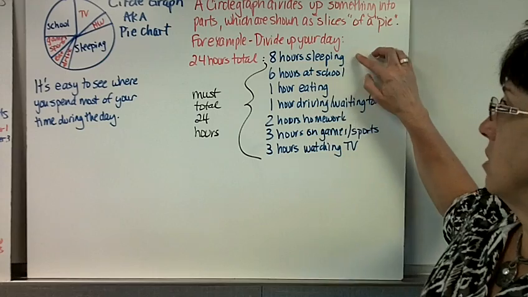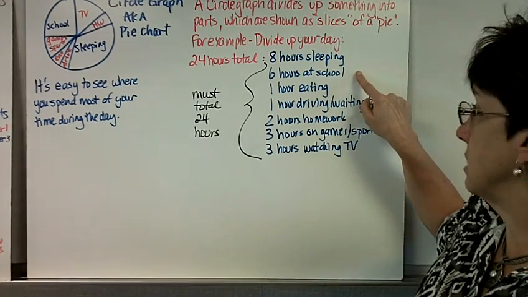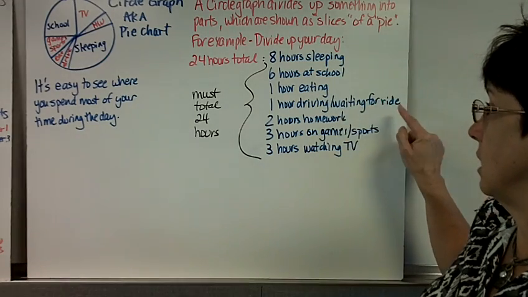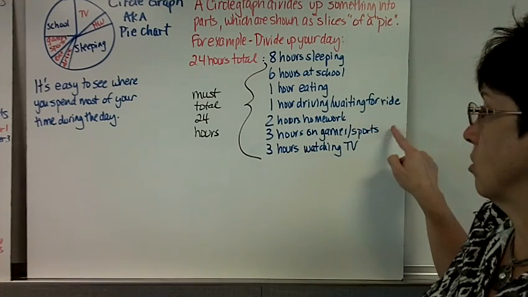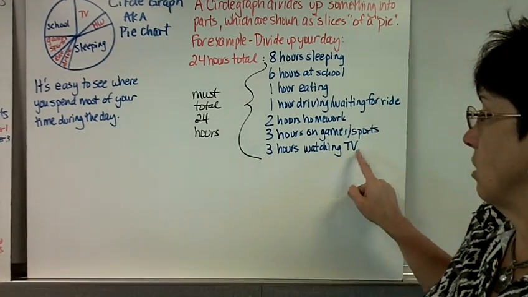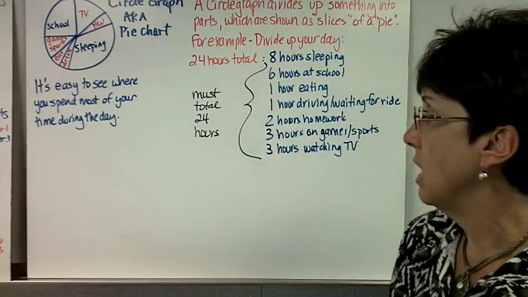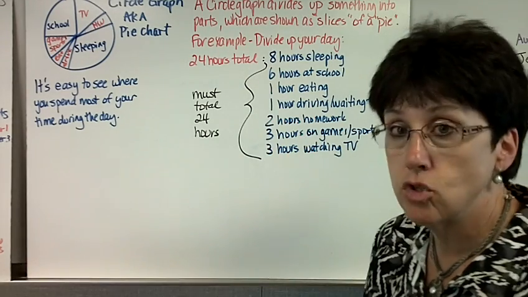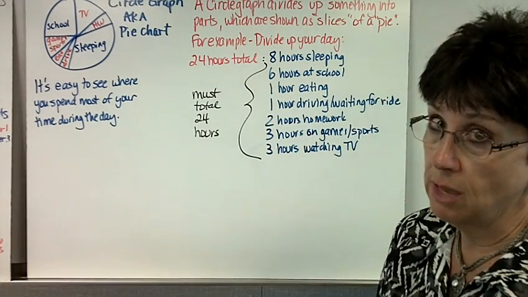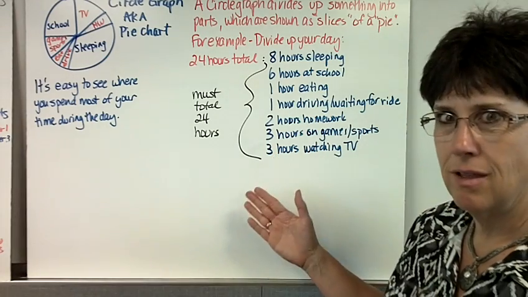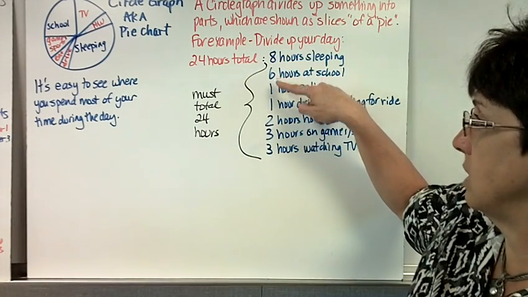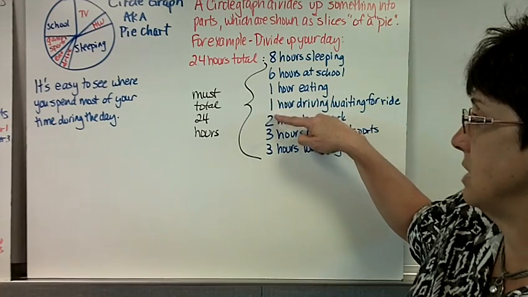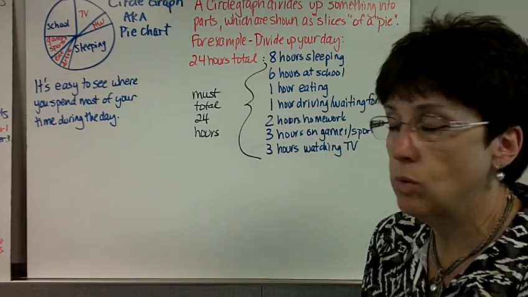So you tell me you spend 8 hours sleeping, 6 hours at school, 1 hour eating, 1 hour driving or waiting for a ride, 2 hours on homework, 3 hours on games or sports, and 3 hours watching TV. These numbers must total 24 hours because you don't have more than that or less than that. So 8 plus 6 is 14, 15, 16, 17, 18, 18 and 6 is 24.